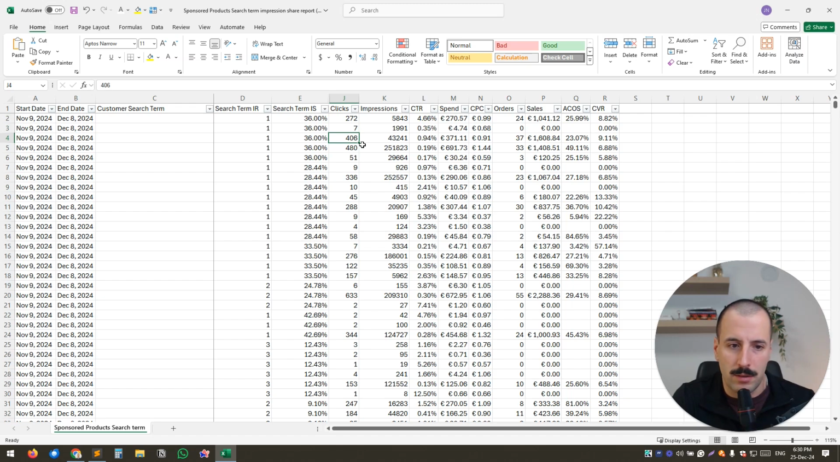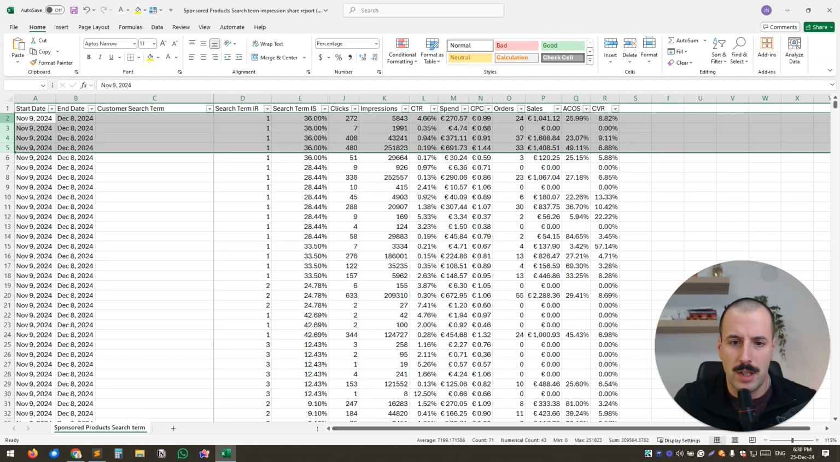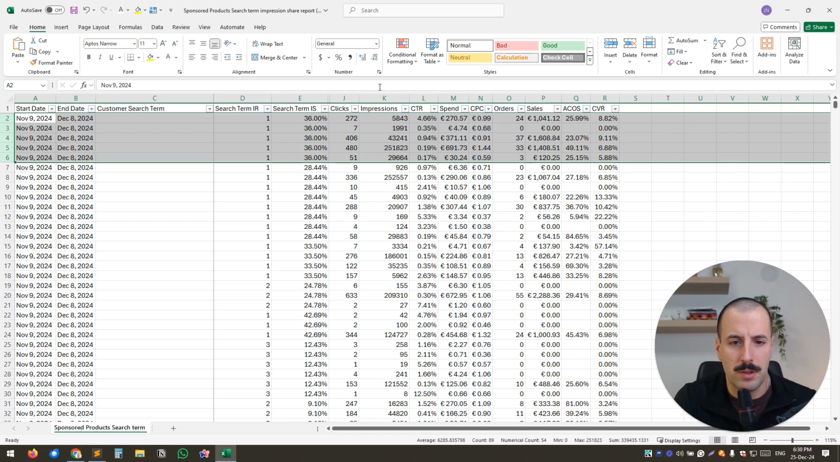Here you can easily see and compare the relation between the cost per click that you're paying, the number of sales that you're getting, how profitable it is, and what your conversion rate is. Here you can quickly see that this is all the same keyword. Sorry, same search term, as you can see by the data. So the same search term impression share.